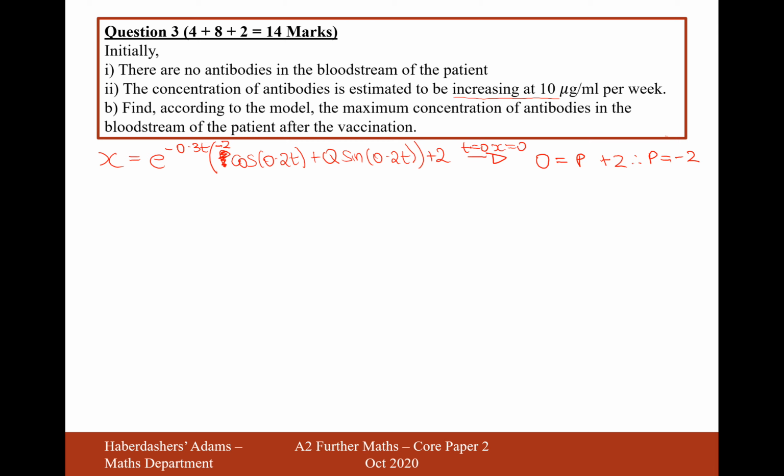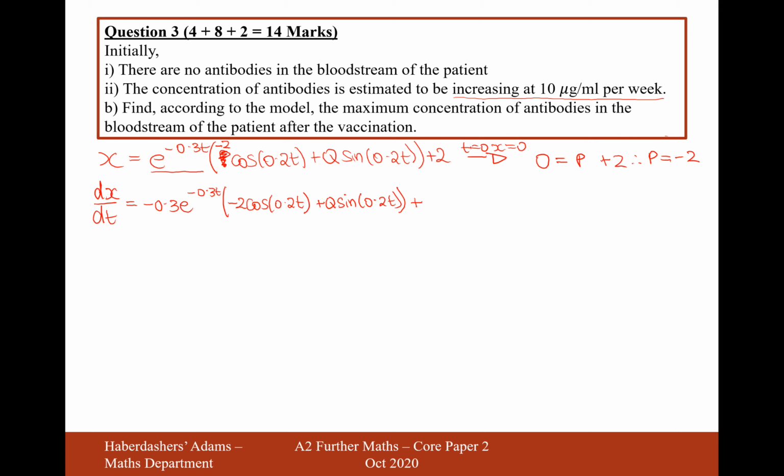Now the next thing to do would be to differentiate, because we want to use this piece of information that it's increasing at 10 micrograms per milliliter per week. So let's go ahead and do that. So dx by dt equals, now we're going to have to differentiate this using the product rule. So differentiating the first bit first: minus 0.3 e to the minus 0.3t, and then minus 2 cos 0.2t plus q sine 0.2t.